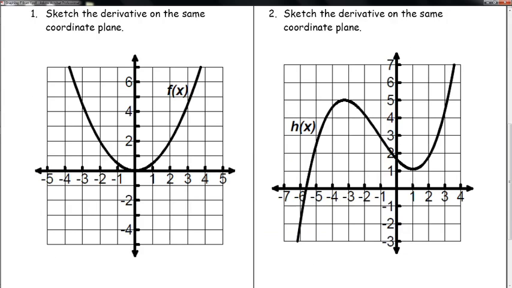Alright, let's look at number 1. If you notice, it looks like a parabola, so that means we're talking about an x squared. So if I'm looking at an x squared, I know that the derivative of x squared is going to give me something like 2x. So I know I'm looking at a linear function. And so I want to look at where my minimums or maximums are. I have an extrema located right there. Again, extrema means a minimum or maximum. So that means I have an x-intercept located at x equals 0.